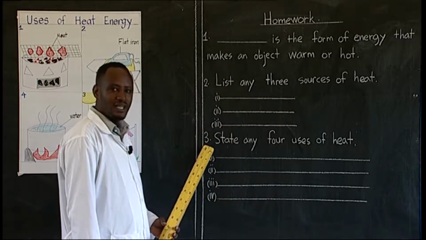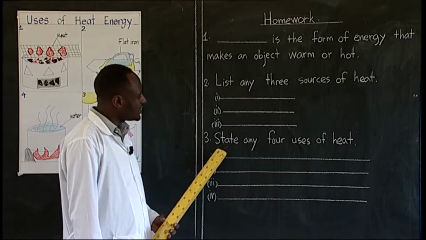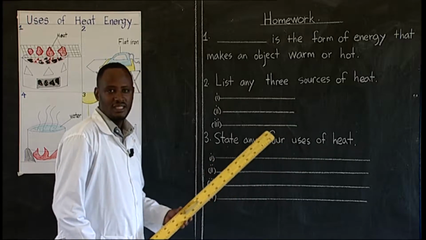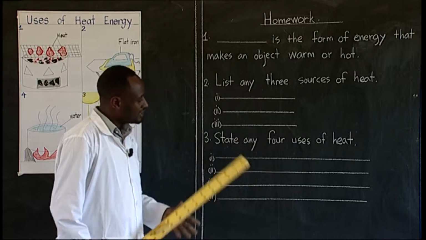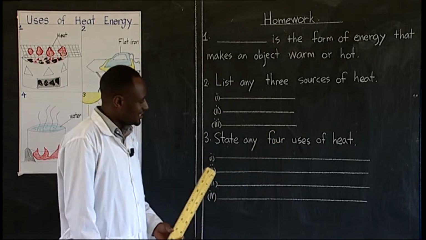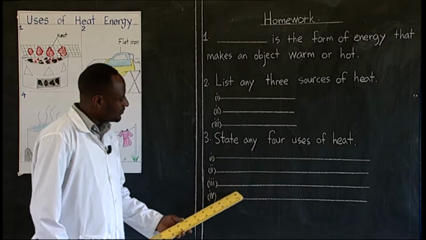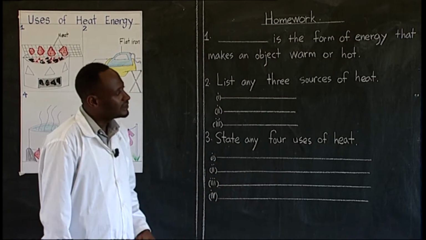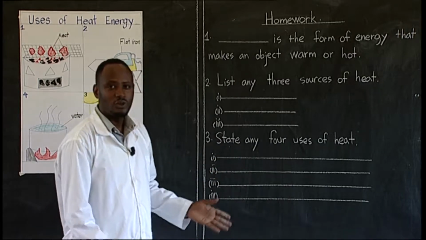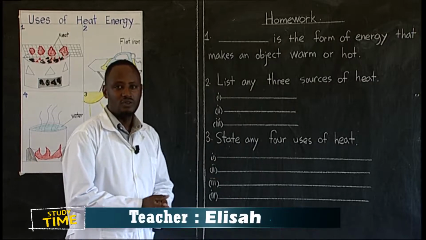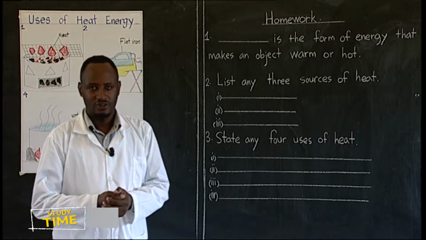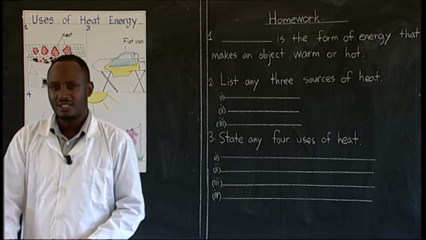Number 3, which is the last one, we are saying please state any 4 uses of heat. Very simple question. Any 4 uses of heat in the environment, or how man uses heat, whereby 1, 2, 3, 4 uses of heat. So that's the work for today. You have time to copy it into your books, and you present it tomorrow or in the next science lesson.